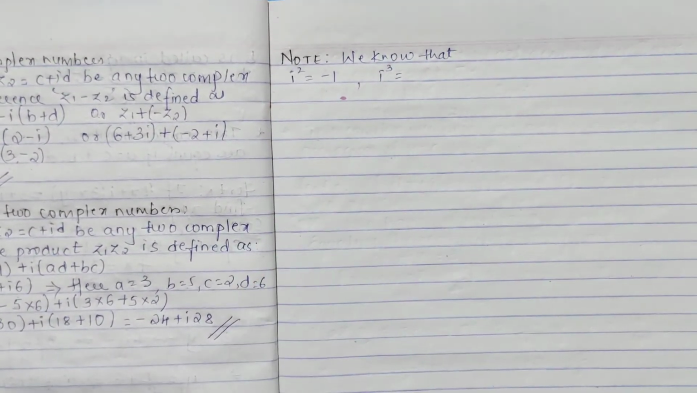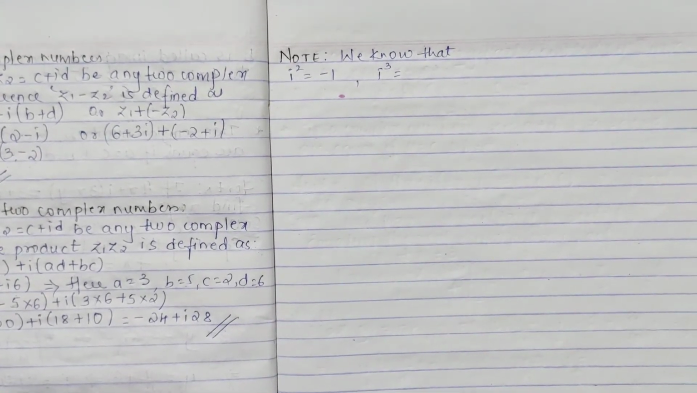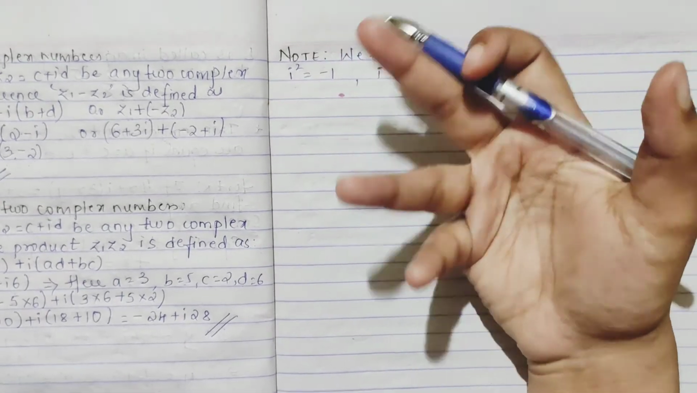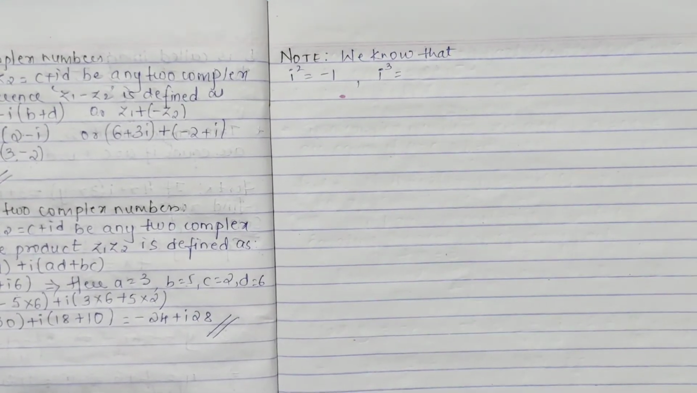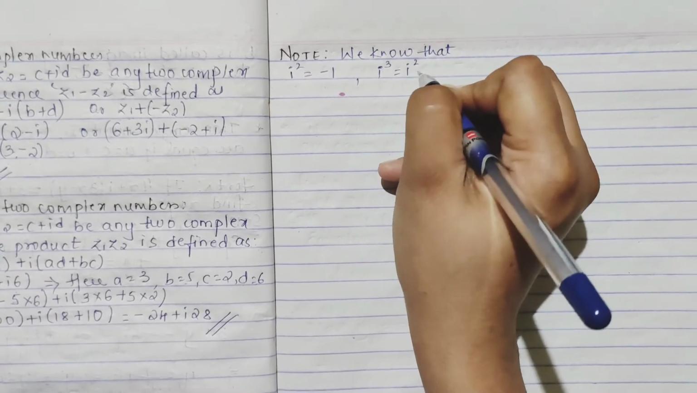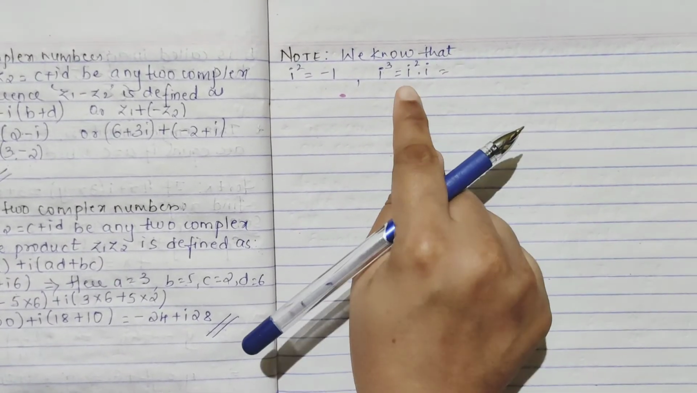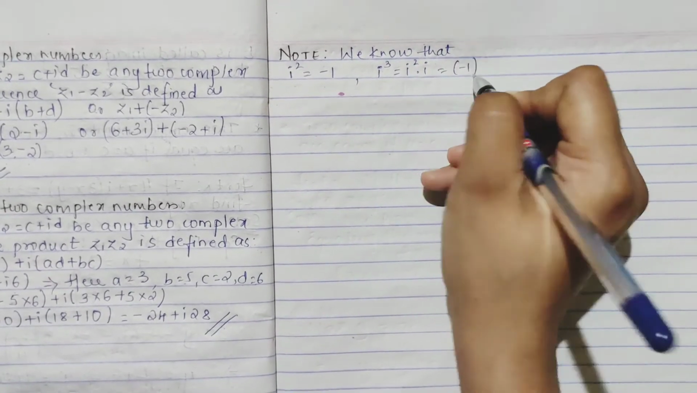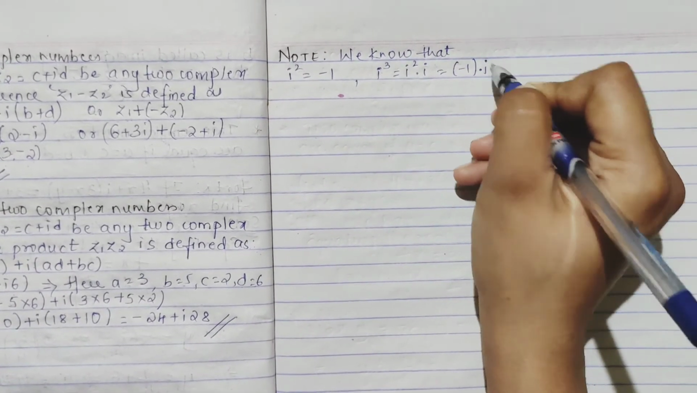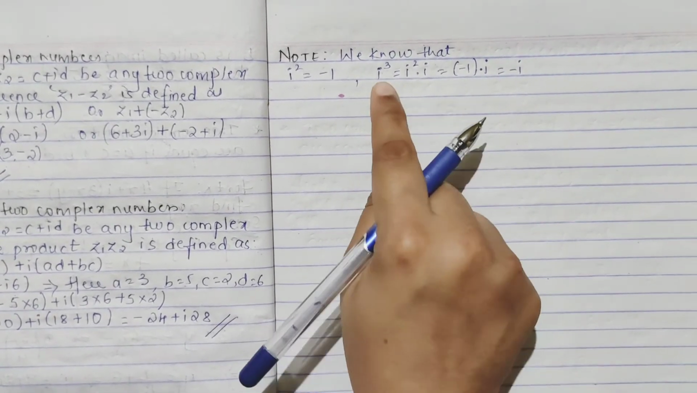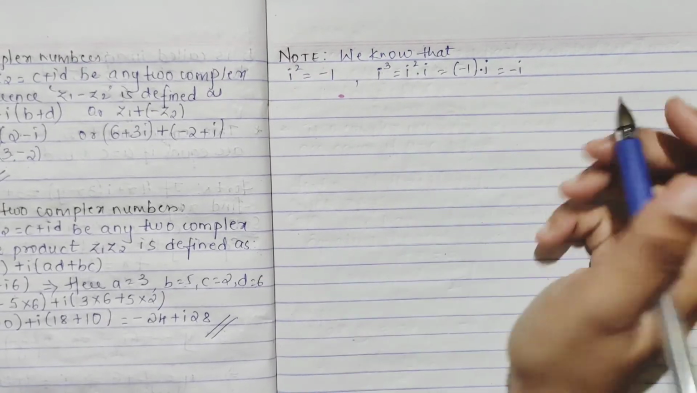See, we know that i square is equal to minus 1, right? With the help of this, we find our i cube, i to the 4, i raised to 5, and so on. Now i cube, how can I split? I can split as i square into i. Now what is my i square? It is minus 1, into my i which remains as it is. So minus 1 into i is minus i. So you should always remember i cube is equal to minus i.